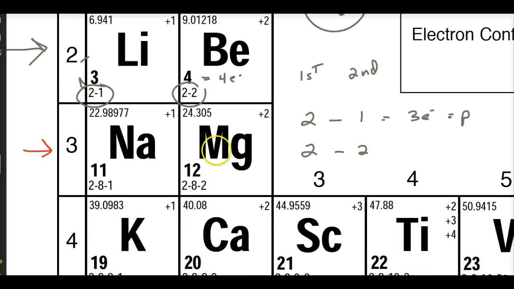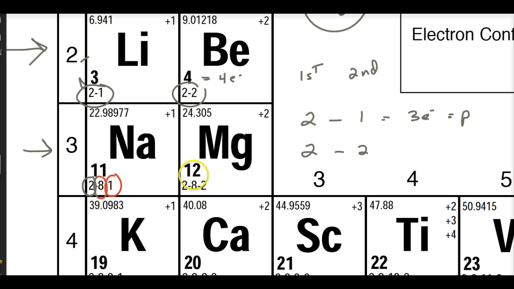Yes, we're working on the third. That means the first energy level is filled with 2. The second is filled with how many? Whoa. And then we have 1 more. Okay? We're putting that 1 on the outer ring.